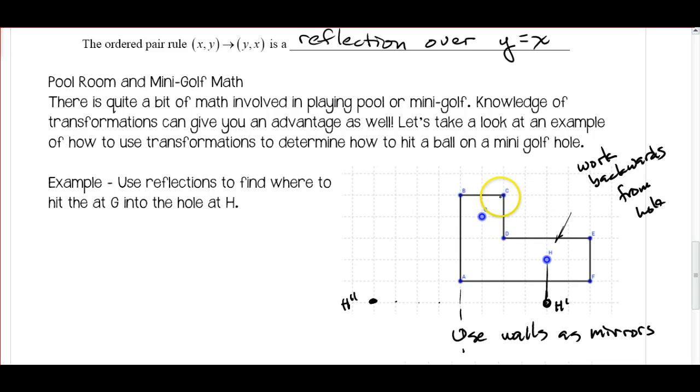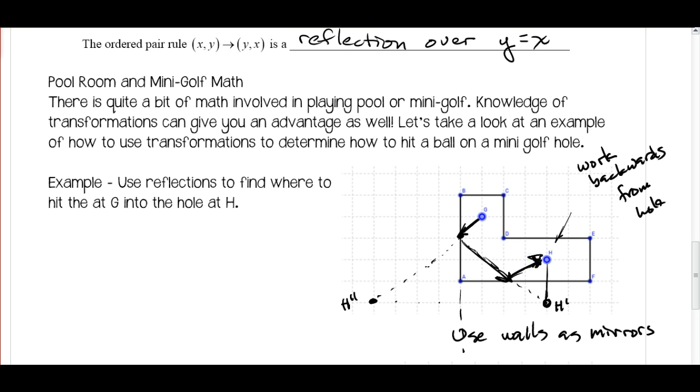Again, the idea is to be hitting the ball towards any of the H's, and that's going to get us into the real H. So now if I aim over to H double prime, notice where I hit the wall right there. That's the spot that you want to aim for. So I'm going to hit it right there, and it's going to reflect off of that. It's actually going to reflect right towards H prime, right over there. And then off of there, it's going to bounce off the wall and go right into the hole. So with a little bit of practice, you'll figure out this process.